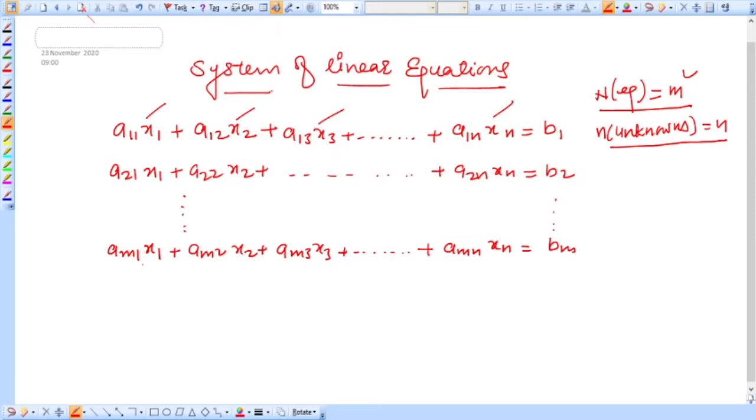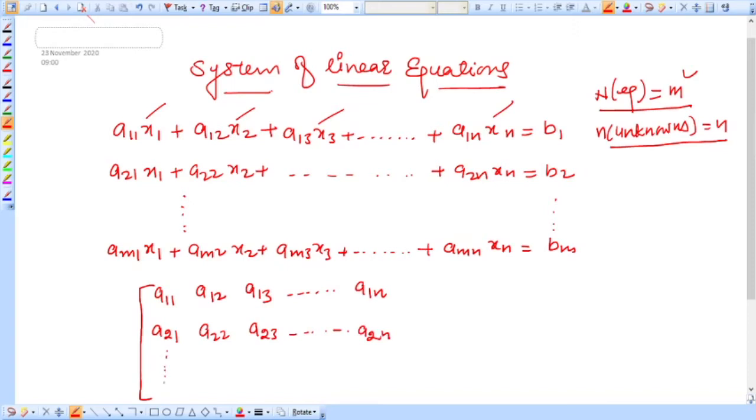So we can also write these equations in matrix form. It can be written in this way: a11, a12, a13 up to a1n, and the coefficients of the second equation, a21, a22, a23 up to a2n, and so on, up to am1, am2, am3 and lastly amn.